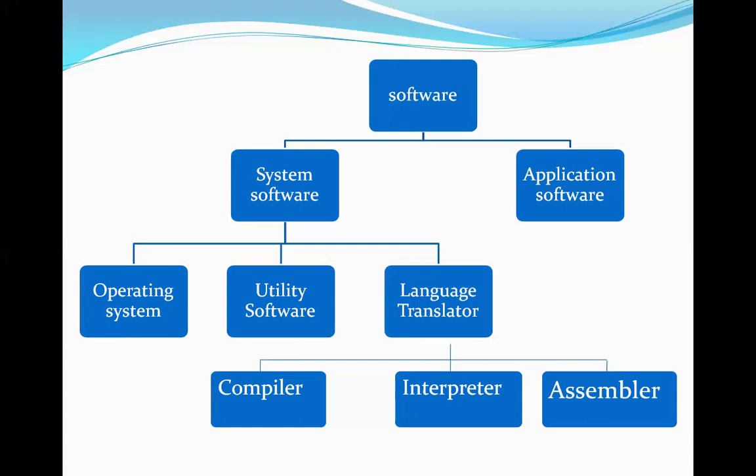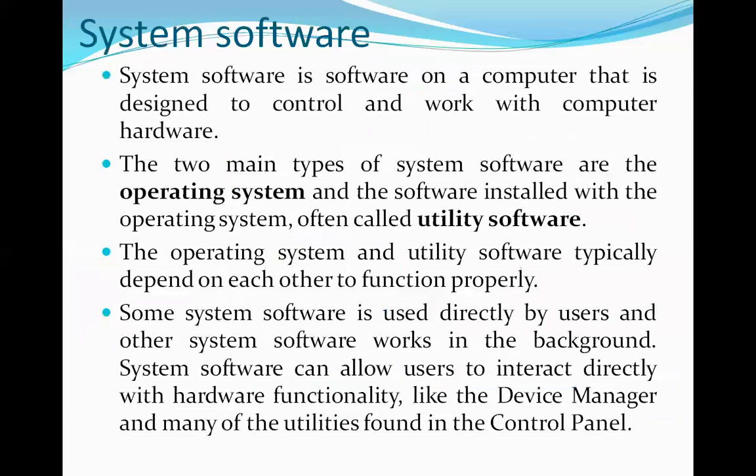System software is divided into three types: operating system, utility software, and language translator. And language translator is divided into three types: compiler, interpreter, and assembler. System software is software on a computer that is designed to control and work with computer hardware. The two main types of system software are the operating system and the software installed with the operating system, often called utility software.